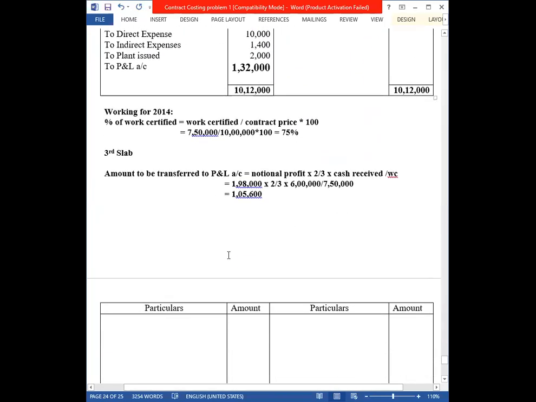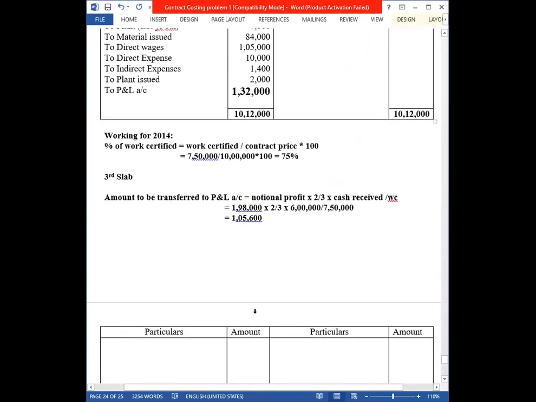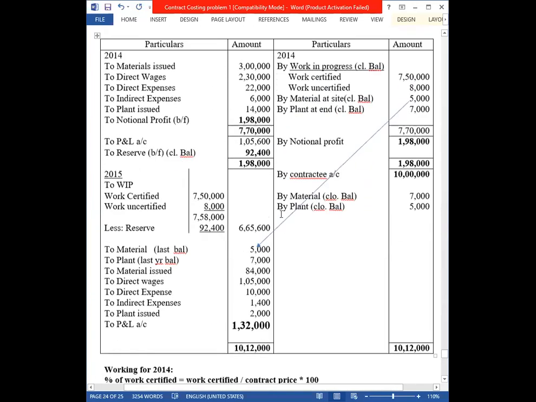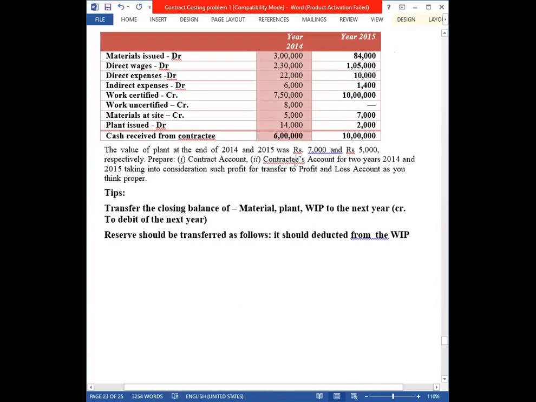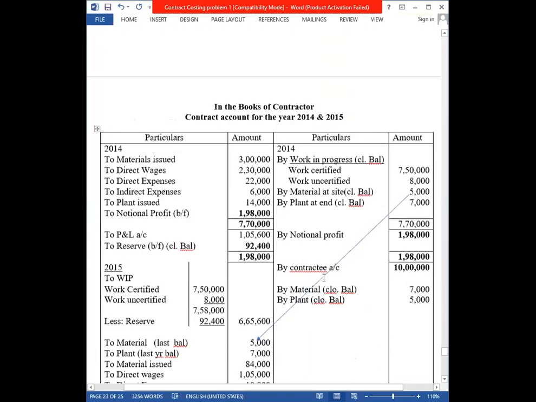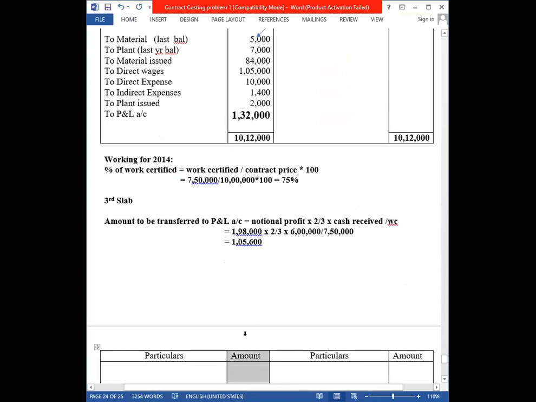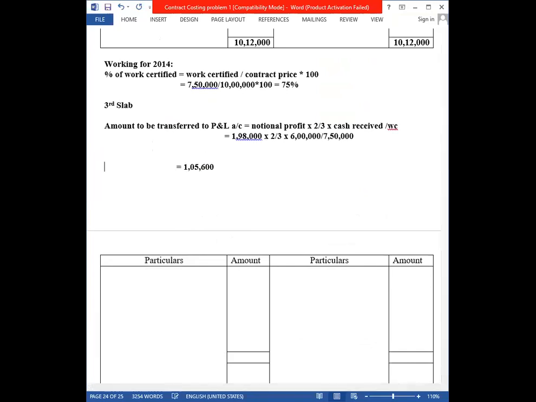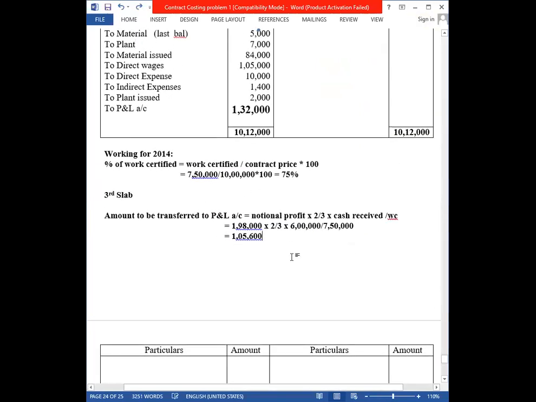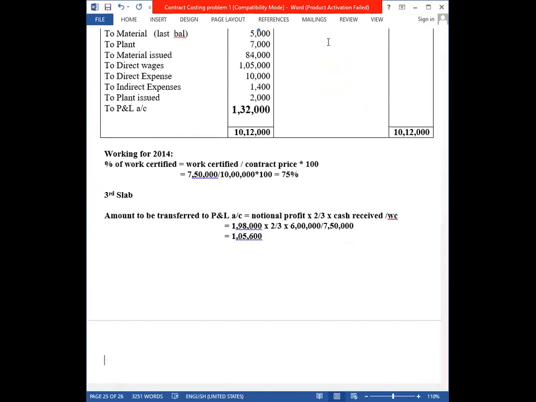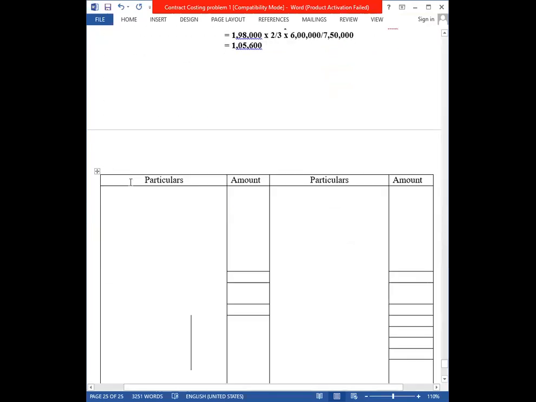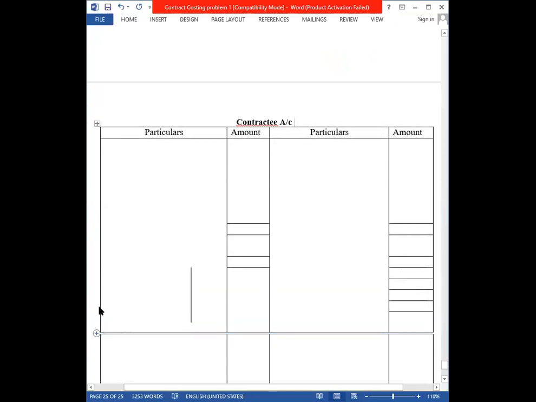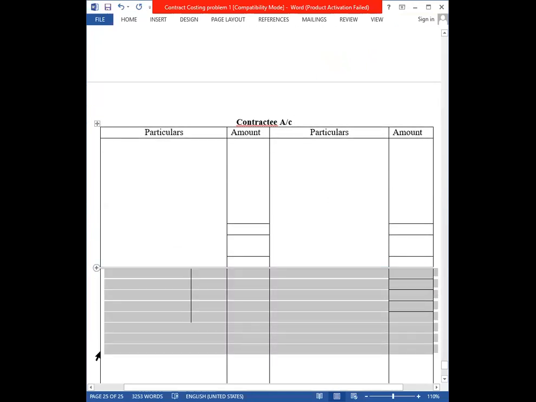Okay, so now we are going for the balance sheet. Sorry, not balance sheet, contractee account. They did not ask you to show the balance sheet, they are asking you to make the contractee account. Shall we start with the contractee account? I'm going to make the contractee account. I think you remember this, no? Contractee account, how it will look like.